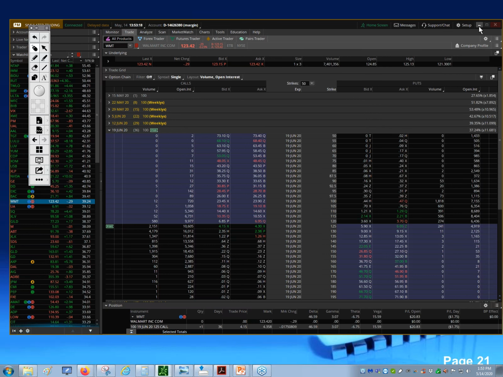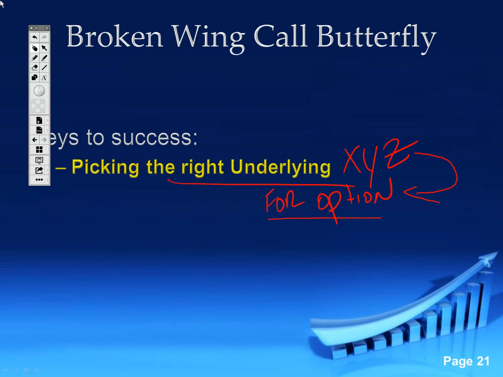Could I go back to the previous slide? This one, break even, or the profit target?